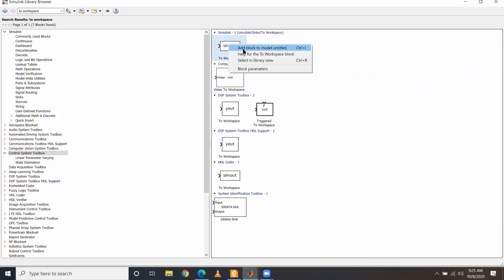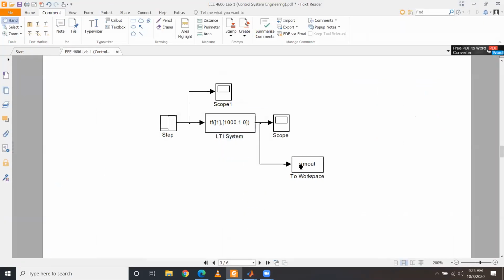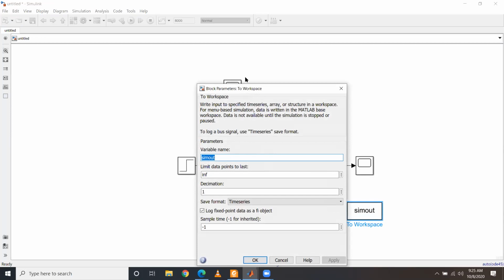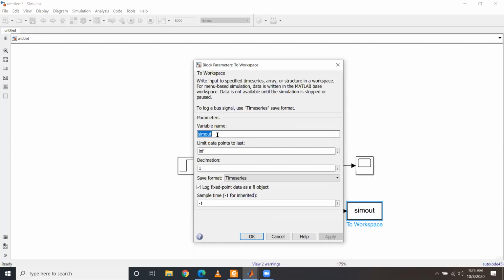This block to workspace. Now connect. Suppose we want to transfer the output data. So connect this block to the output signal coming from the LTI system block. If you double click this block, there's a variable name simout. The default name is simout. You can change this name to any name you want, and whatever name you give, the data will be stored in MATLAB under this name.